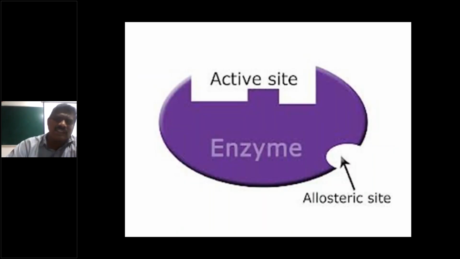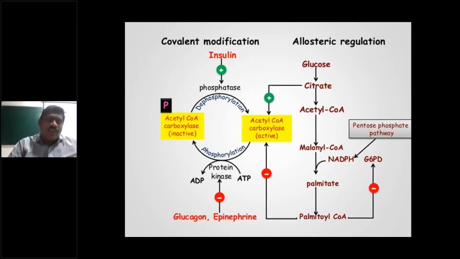Then we move to the next stage, allosteric regulation. All are enzymes, but some enzymes possess only the active site, and some enzymes possess an allosteric site as well. Such enzymes are known as allosteric enzymes. I'm repeating once again: not all enzymes are allosteric enzymes. Some enzymes have only the active site, and some possess an allosteric site along with it. Such enzymes are known as allosteric enzymes. Now I'm giving an example: acetyl-CoA carboxylase.